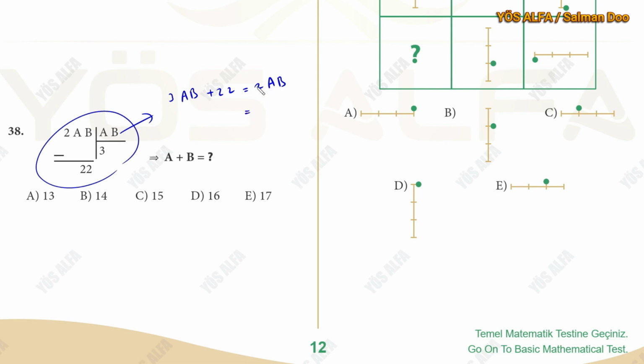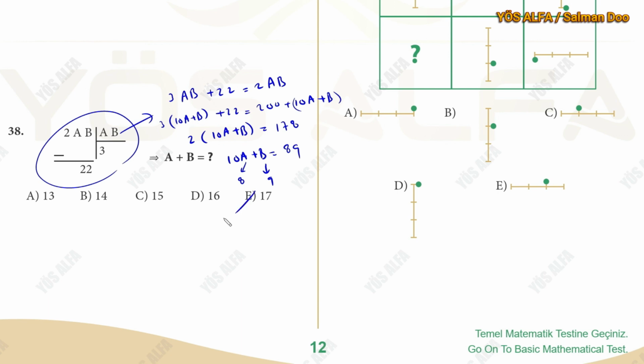So let's change this form to the place value. So 200 plus 10a plus b is equal to 3 times 10a plus b. So we have 10a plus b over here. 3 minus 1 is 2. So 2 times 10a plus b is equal to 200 minus 22, which is 178. So 10a plus b is equal to 89. From here, we know that both a and b must be integers. So a is 8 and b is 9. When we sum them up, we have E as the answer.